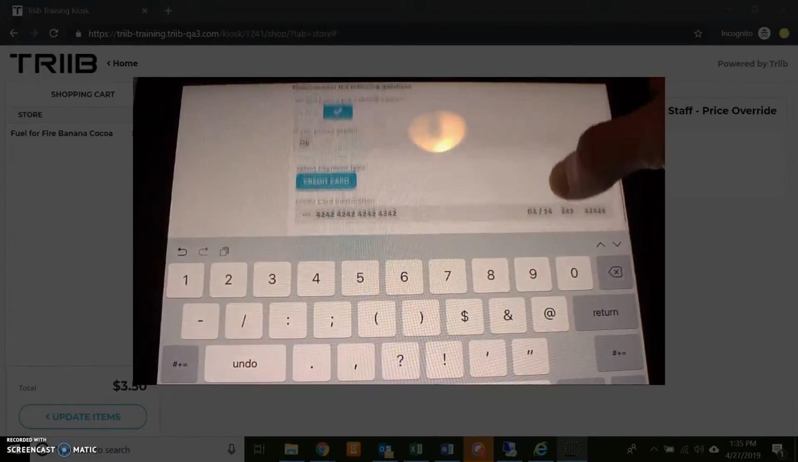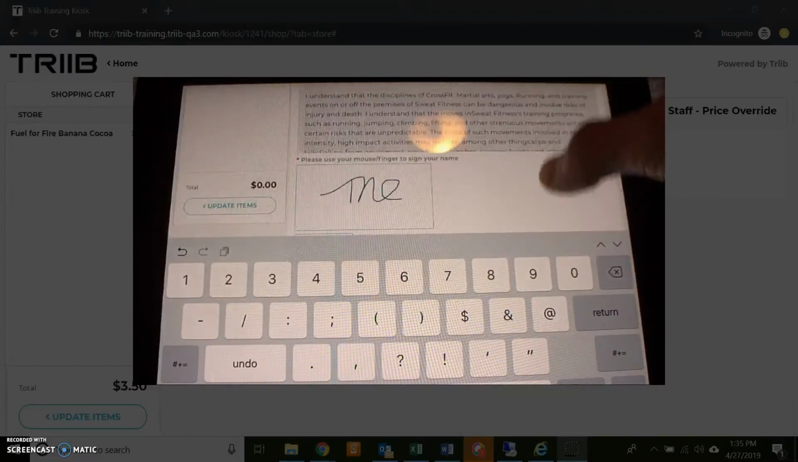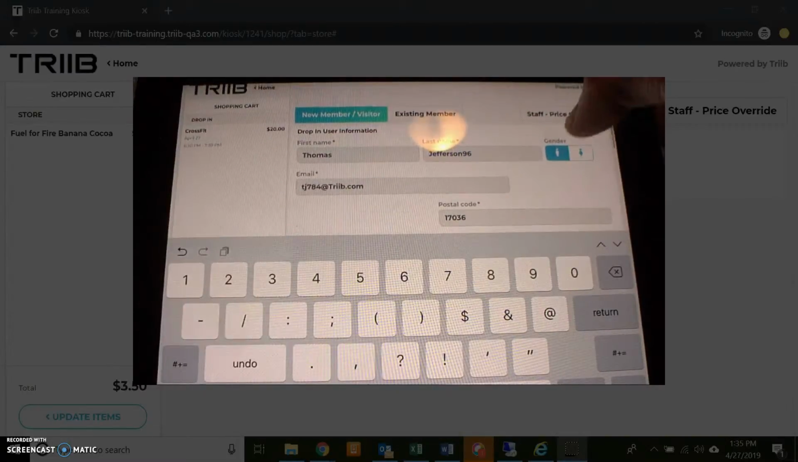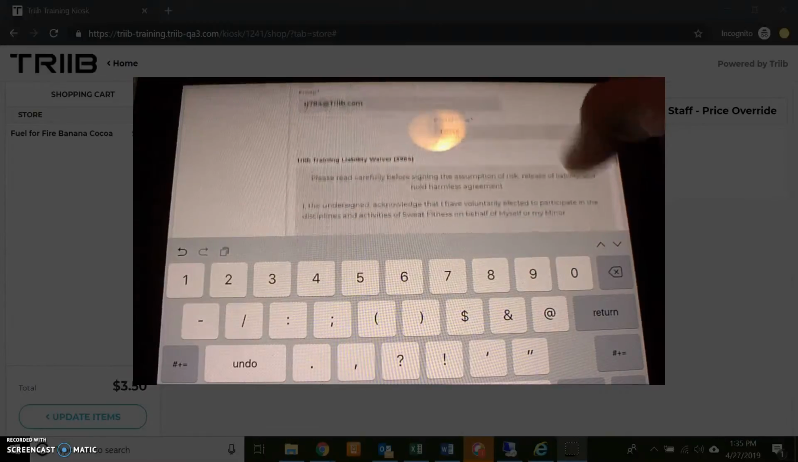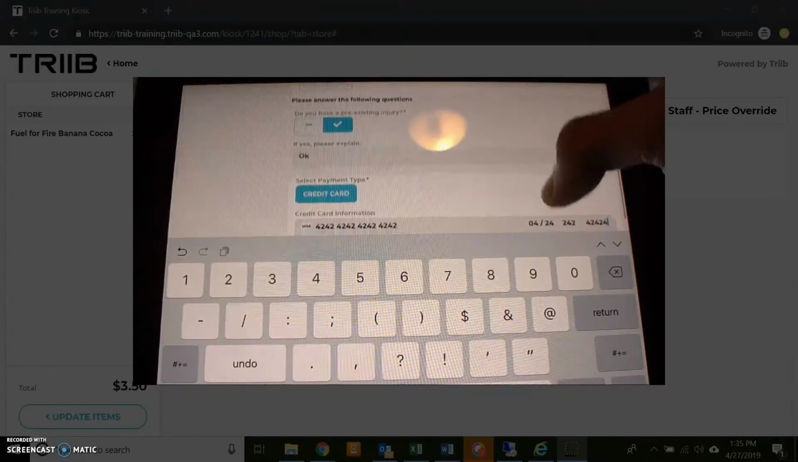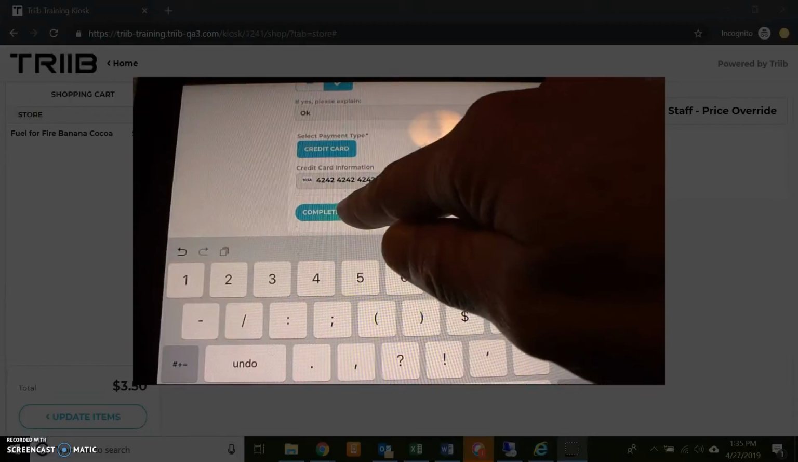Okay, so I have everything filled out here, as far as I can tell. All the mandatory fields filled out. It's not much. Credit card should be filled out. Complete purchase.